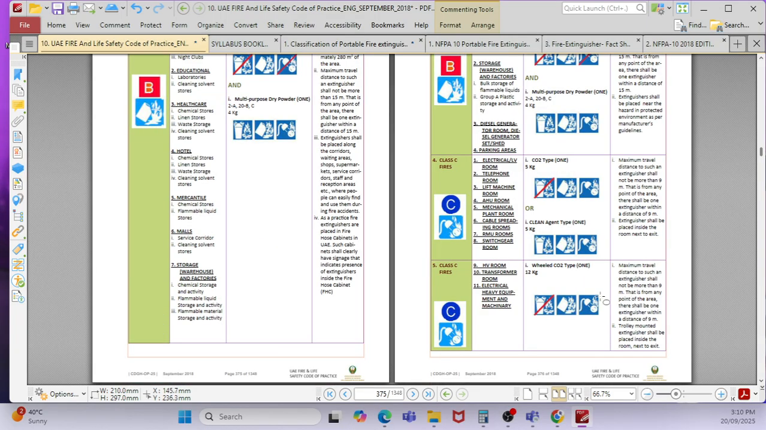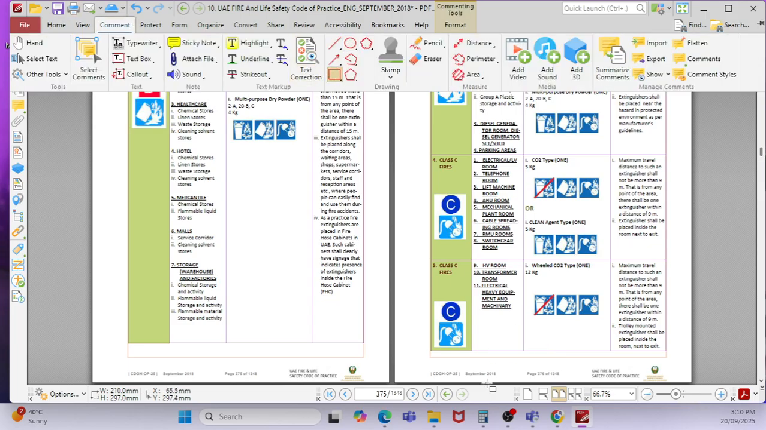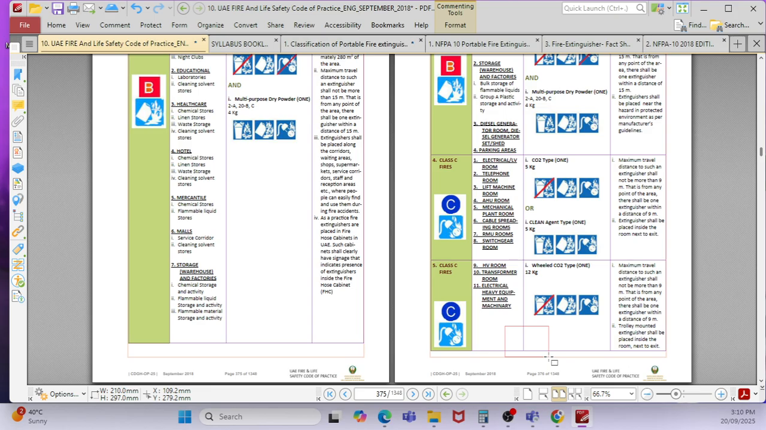Let's say for example you have an HV room here. Sometimes you have two doors. A very large LV room, maybe more than 9 meter, then you can use one extinguisher here and one extinguisher here.